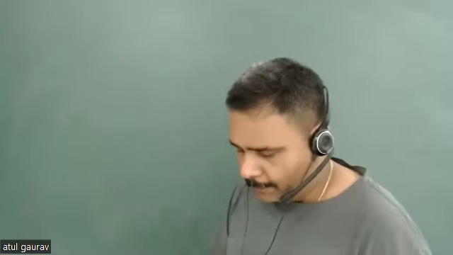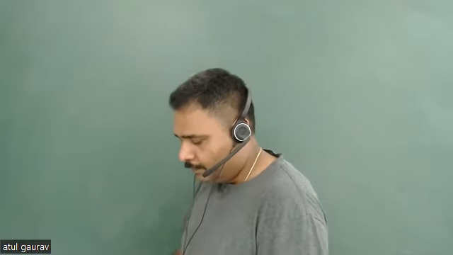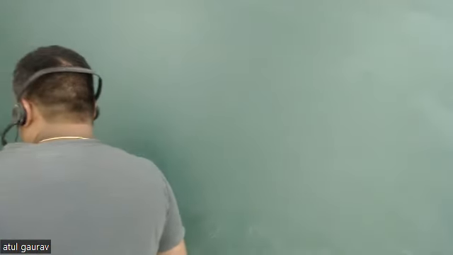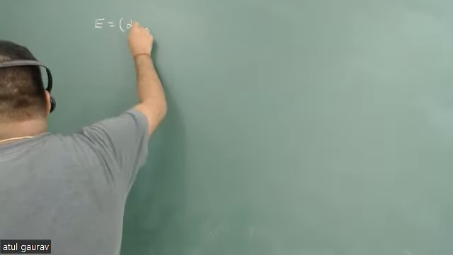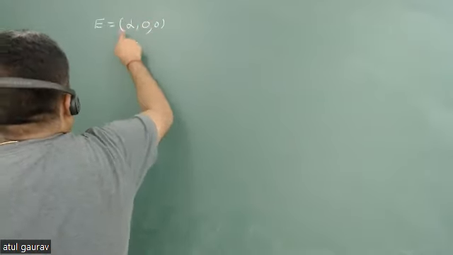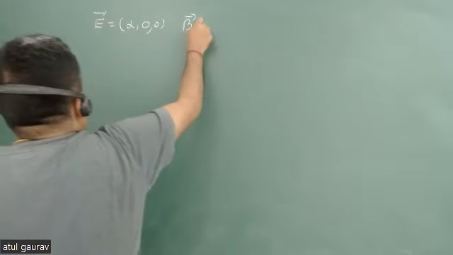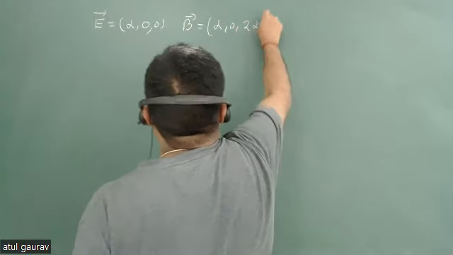Chalo. So let's go for one problem that came in your exam also. So let's try to do this one. So this is a very nice problem. From one frame you have the electric field with components alpha, 0, 0, and the magnetic field vector is given as alpha, 0, 2 alpha.